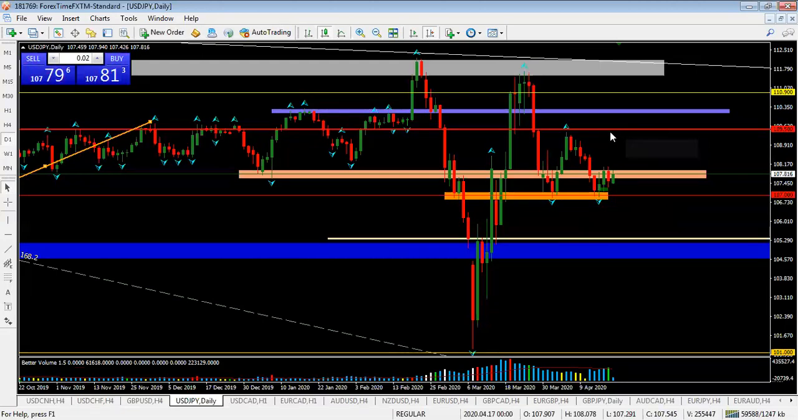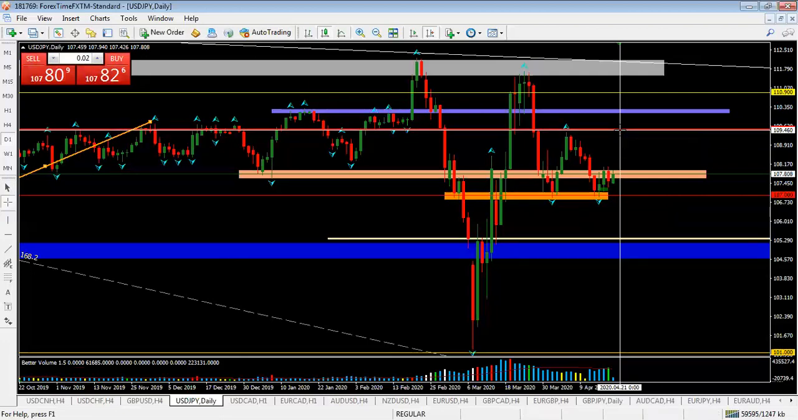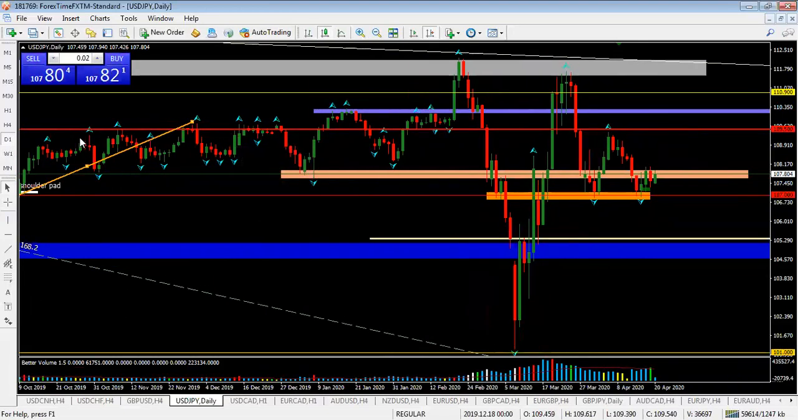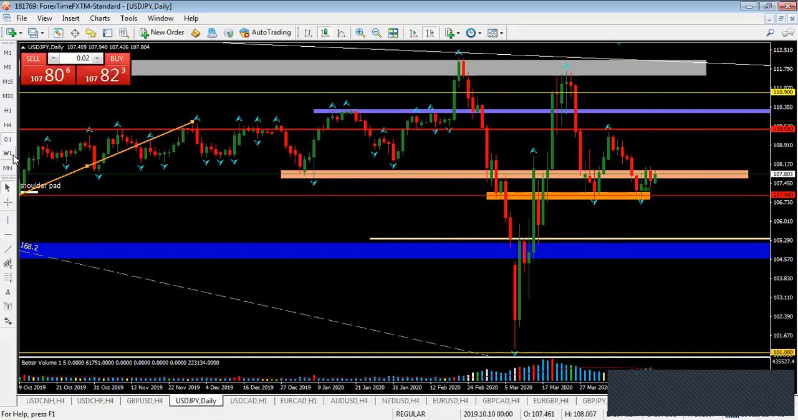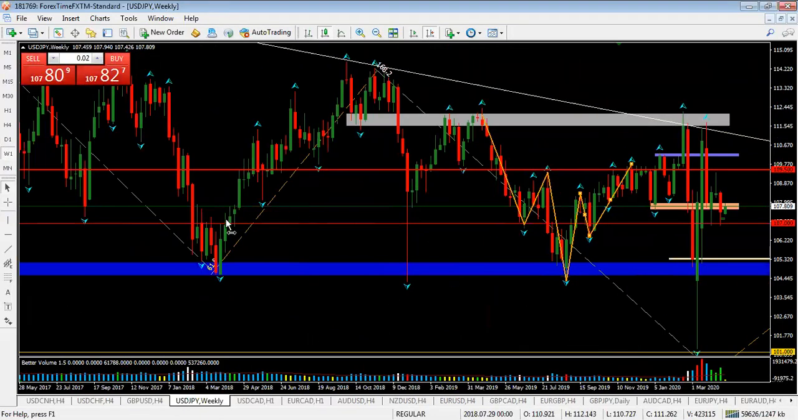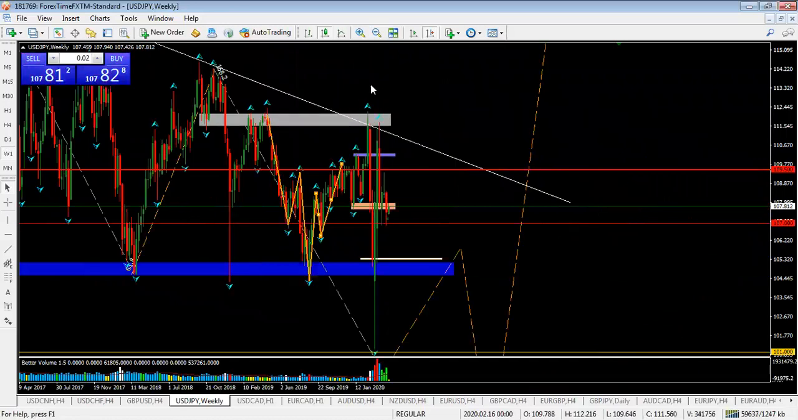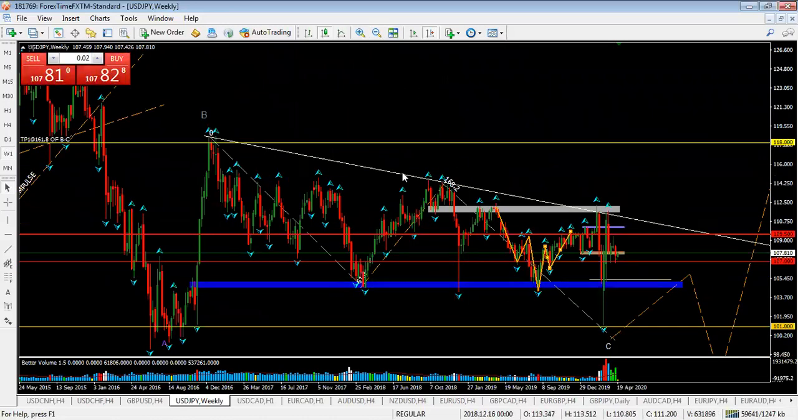The right risk we want, and we have our risk up here, 317 pips, and we have a reward down. So this is how we are looking at JPY structurally from a weekly perspective.